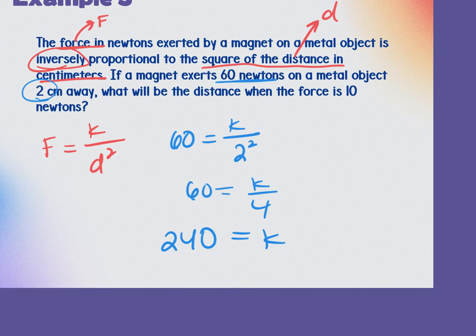That's your constant. Which means my equation is now F equals 240 over d squared. So any relationship between force and distance, I will use that equation to set it up. Then it says, what will the distance be when force is 10 newtons?